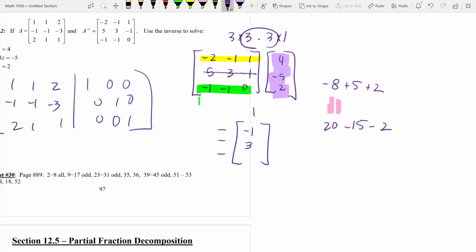1 times -4 is -4. -1 times -5 is a +5. 0 times 2 is a 0. -4 and a +5 is a 1.